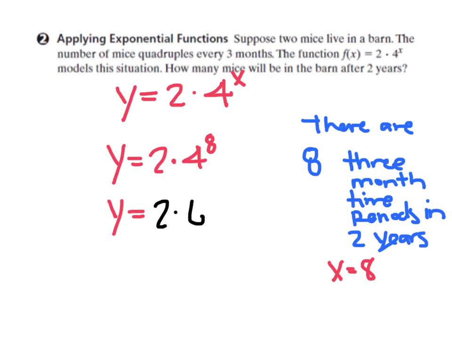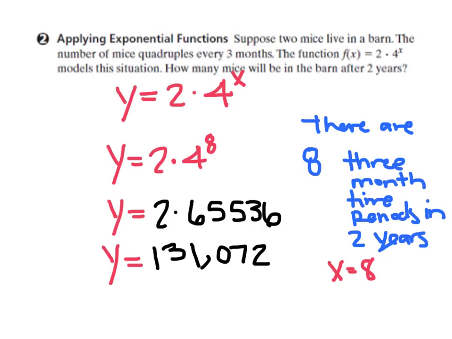We get 65,536. And then finally, for our final answer, multiply that by 2. So there would be 131,072 mice after 2 years in the barn if they continue to quadruple every 3 months.